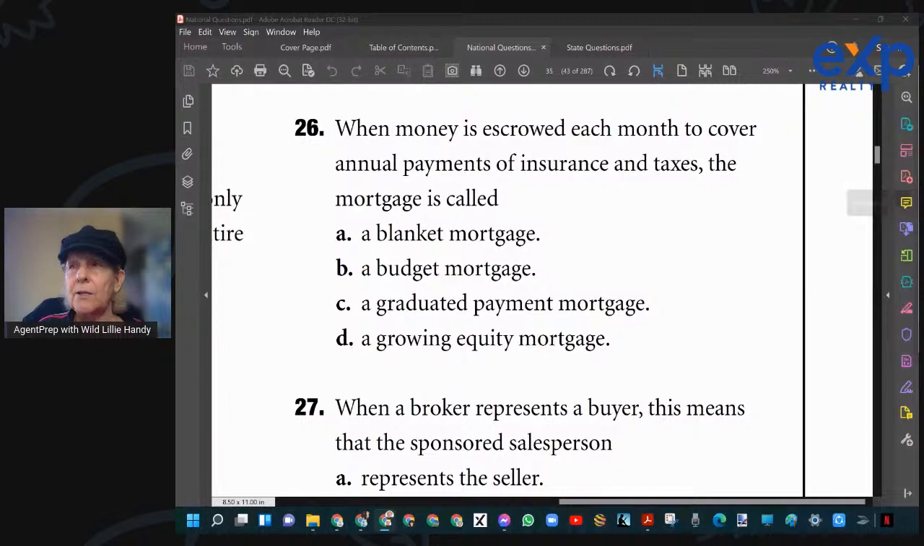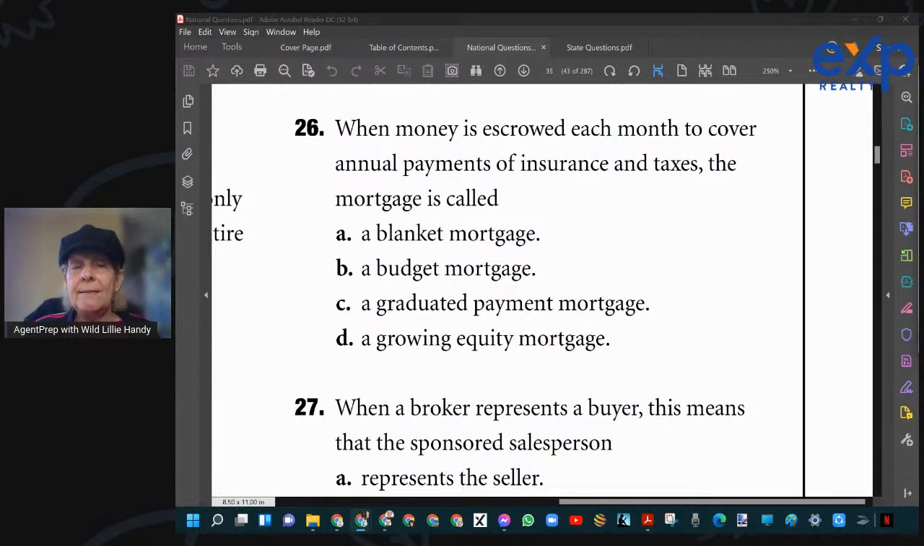Okay, so far I've got 26B. So you've got to think about it. If we're paying for the taxes and insurance ourselves, we've got to make sure that we have some money set aside for doing that. Otherwise, we'll be penalized and it'll cost us more. Or the lender could accelerate the loan if what they require is not being paid. Okay, so far I've got B, B, B.